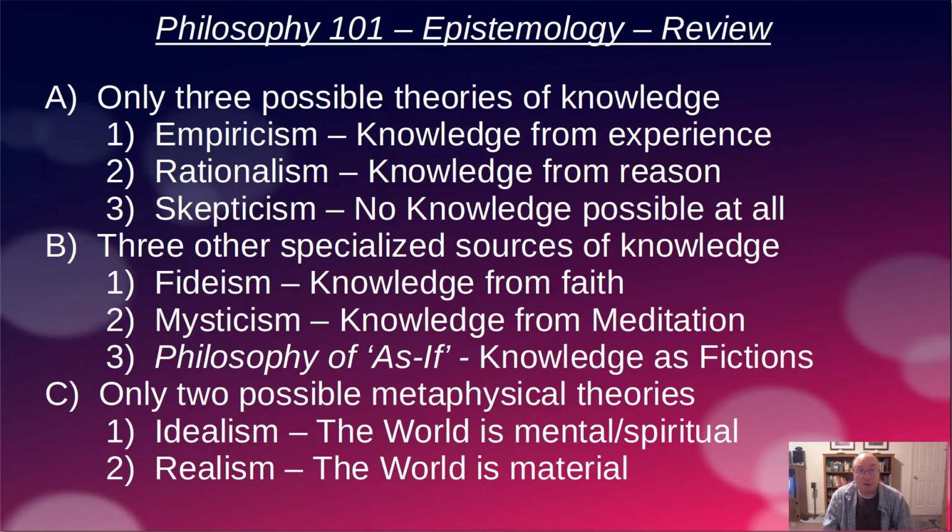So first, there are only 3 possible theories of knowledge. The one is empiricism, knowledge from experience. Second is rationalism, knowledge from reason. And the third is skepticism, that no knowledge is possible at all. There are 3 other specialized sources of knowledge: Fideism, which is knowledge from faith; Mysticism, which is knowledge from meditation; the philosophy of as if, which describes knowledge as fictions; and there are only 2 possible metaphysical theories: idealism, which is the belief that the world is mental or spiritual; and realism, the belief that the world is material.